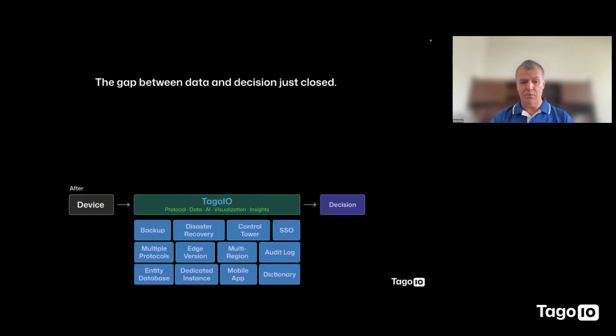For example, we have backups, disaster recovery capability. We have a control tower, so you can check each device. If you have 100,000 devices, you can check the health of each one. You have edge inversion.